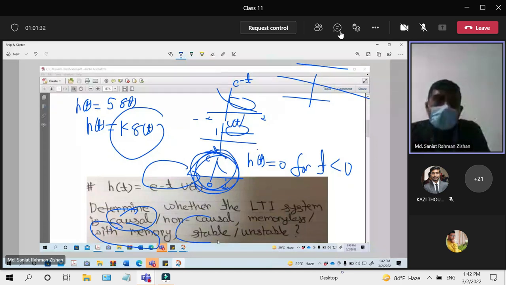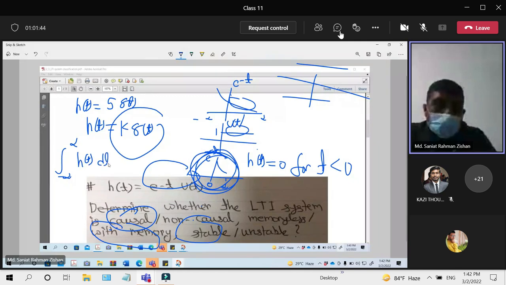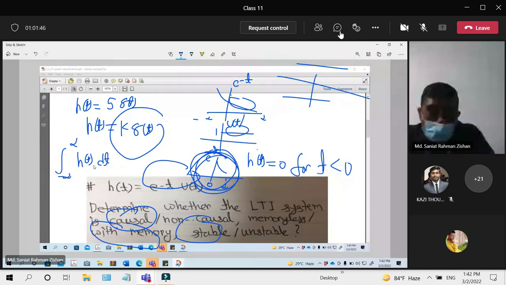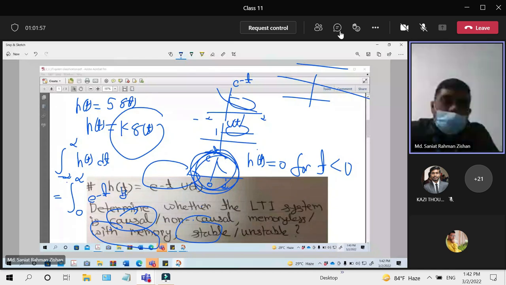Last one is stable or unstable. What do I need to calculate? Integrate this h(t) from minus infinity to infinity. Details are given in the slide. So we have got h(t), which is from 0 to infinity, with value e to the minus t dt. After this integration, if the result is finite, then it will be stable, otherwise unstable.